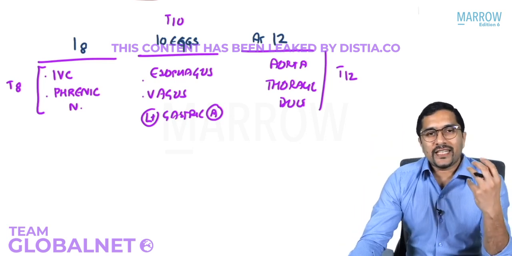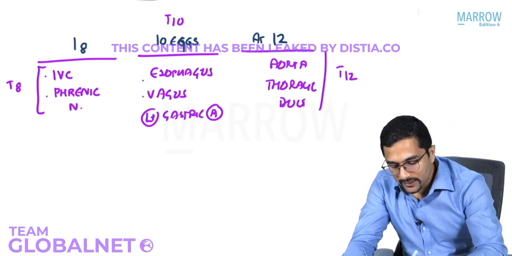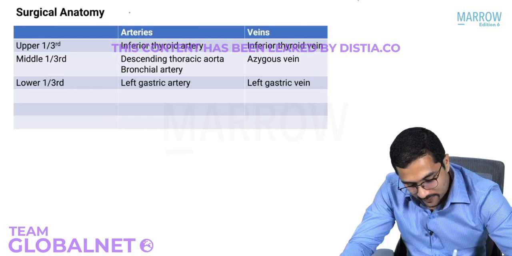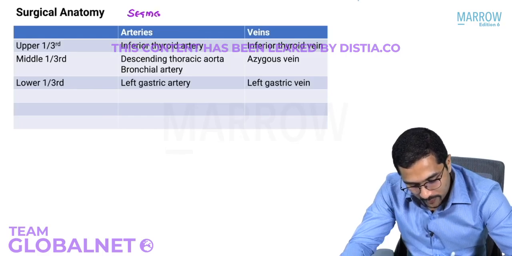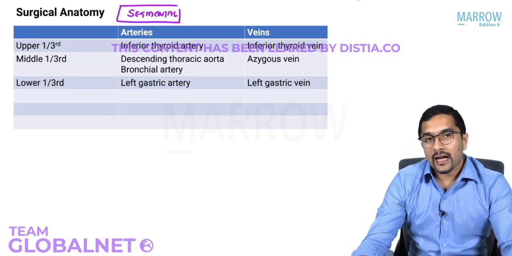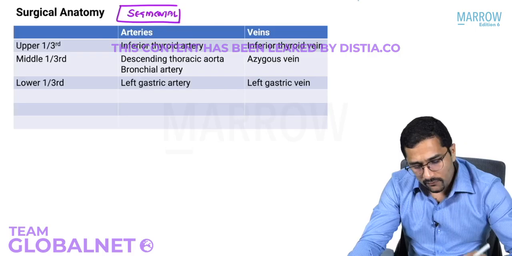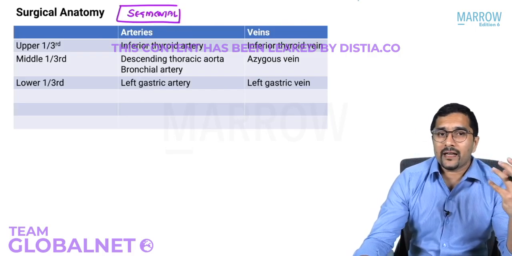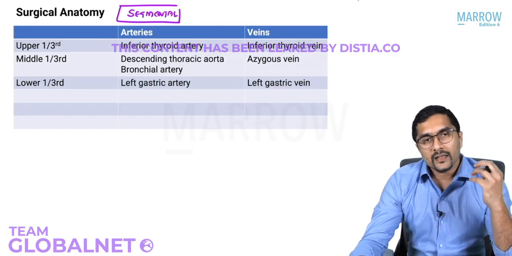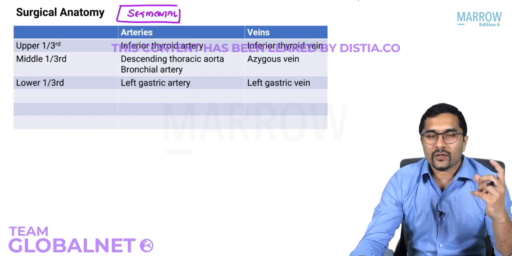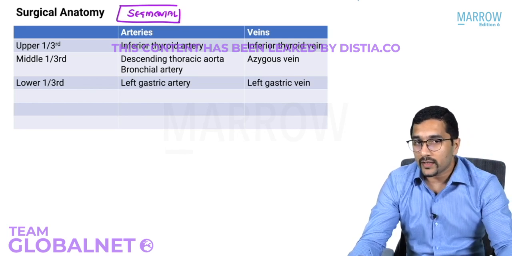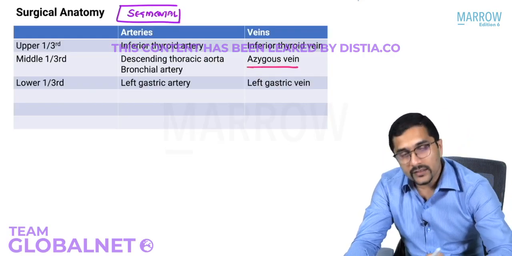So the next thing which you need to know in the surgical anatomy is regarding the blood supply of the esophagus. And the blood supply of the esophagus is segmental in nature. That means the upper 1/3 has separate blood supply, the middle 1/3 has separate blood supply, and lower 1/3 has separate blood supply. The upper 1/3, the arterial supply, are the inferior thyroid arteries, and it drains into the inferior thyroid veins as well. The middle part of the esophagus, that means the thoracic esophagus, will get its supply from the descending thoracic aorta and the bronchial arteries, and it drains into the azygous vein.